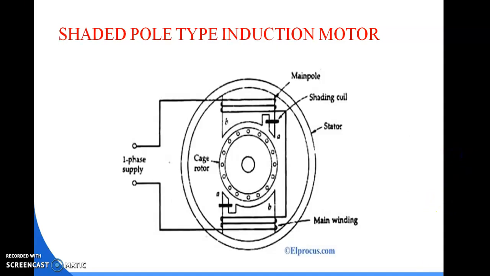Here you can see the diagram. This is the main winding. These are the main poles. This is the shading coil made up of copper. This portion is shaded; for this pole, this portion is shaded. This is the cage rotor. This is the stator, and here is the single phase supply.